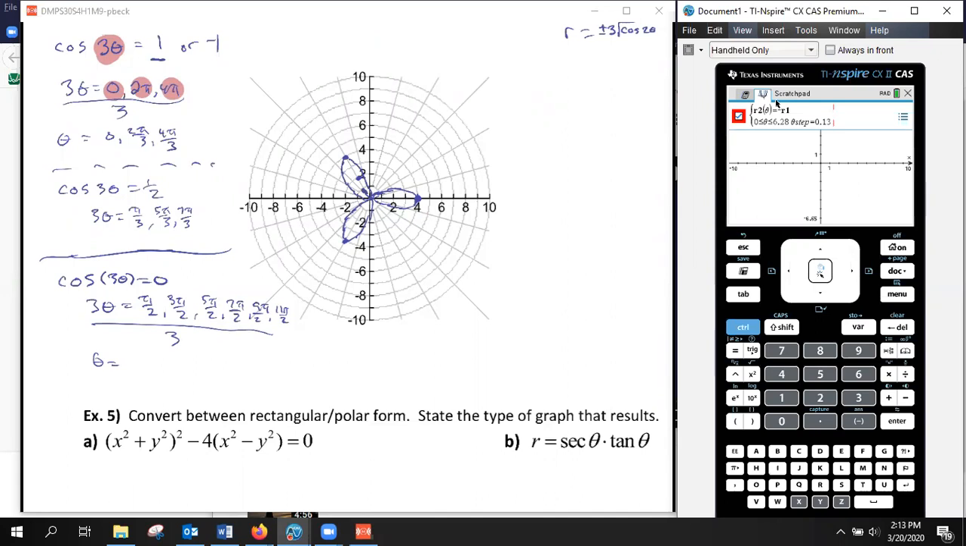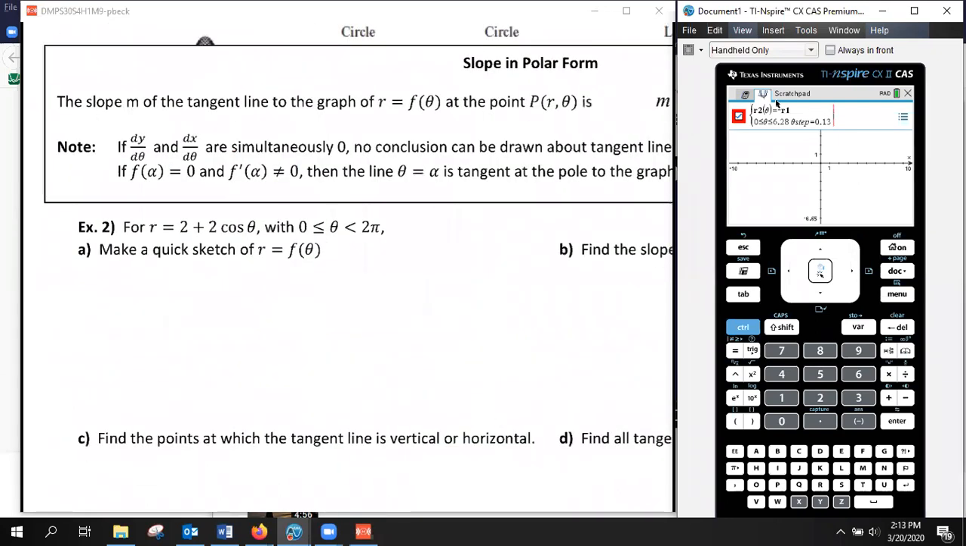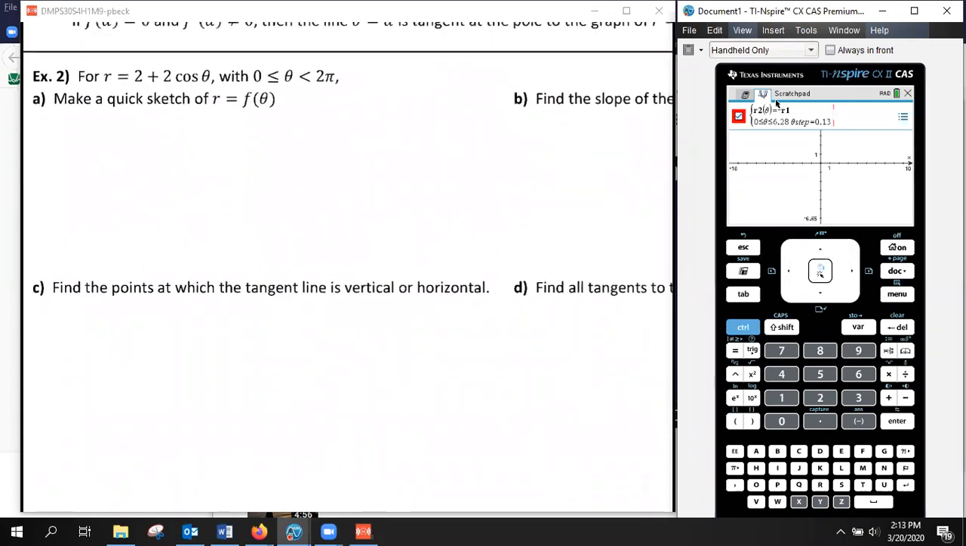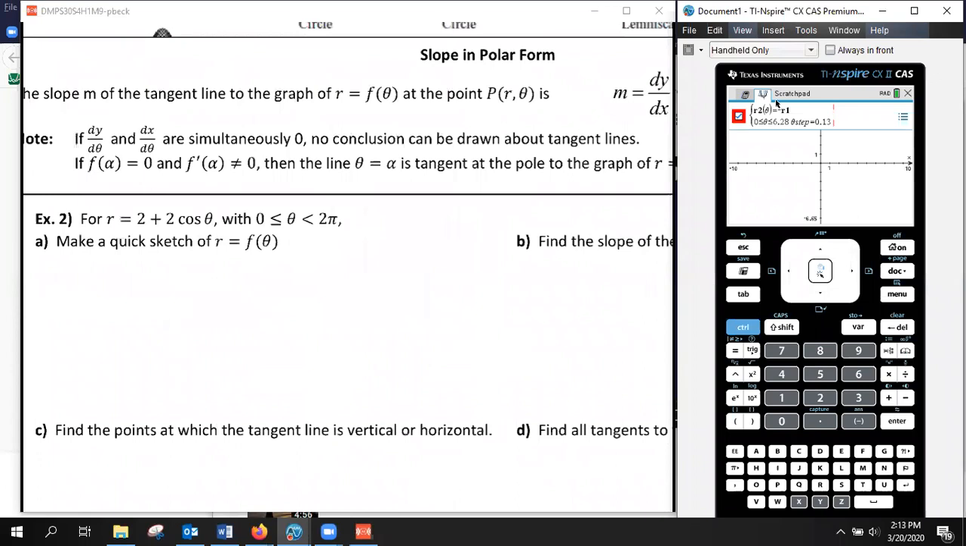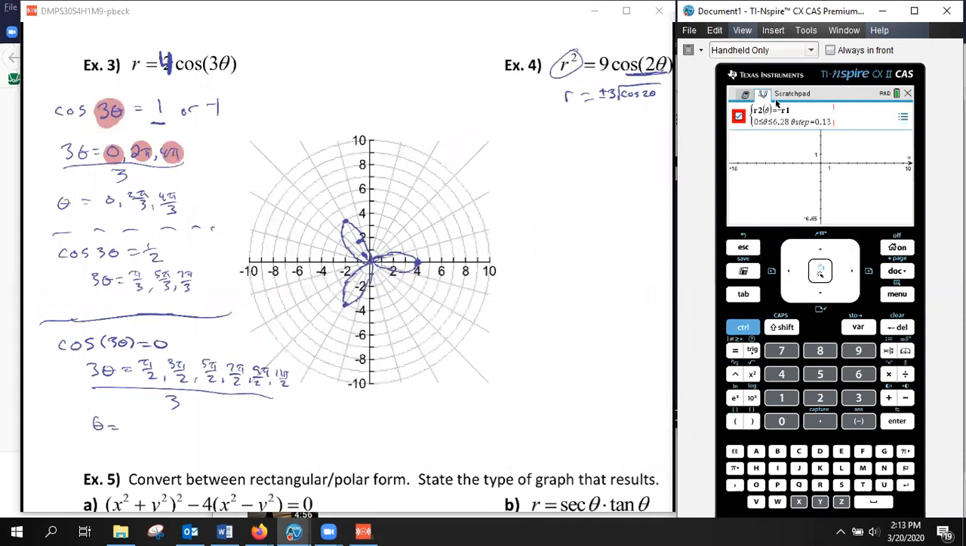Why this is going to be important is as we get into some of the calculus, trying to figure out where we have a radius of 0, where we have slopes of 0. All of that is going to come into play from knowing when cosine of 3 theta equals 0. So that would be at pi over 6, pi over 2, 5 pi over 6, etc., 7 pi over 6, 9 pi over 6, which is 3 pi over 2, and then 11 pi over 6.